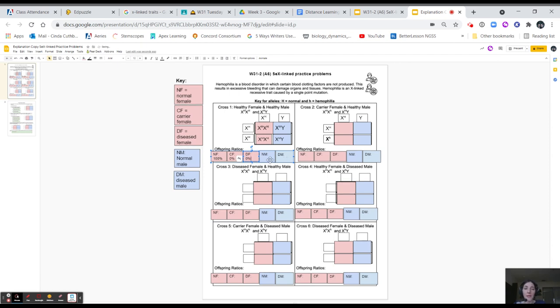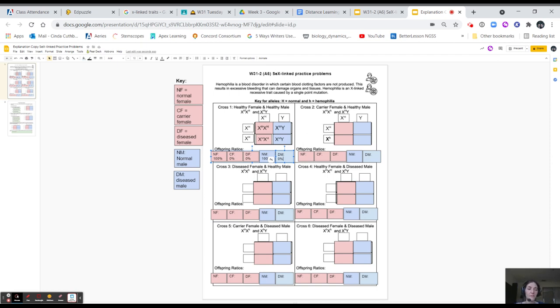Now, normal male: if I look in there, both of my males have X big H Y, so they are 100% normal, and diseased male is 0%. So this was an easy problem. Everybody's healthy. So let's go over to cross 2.